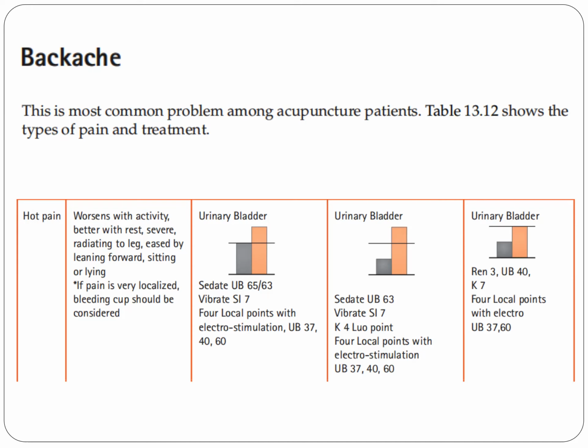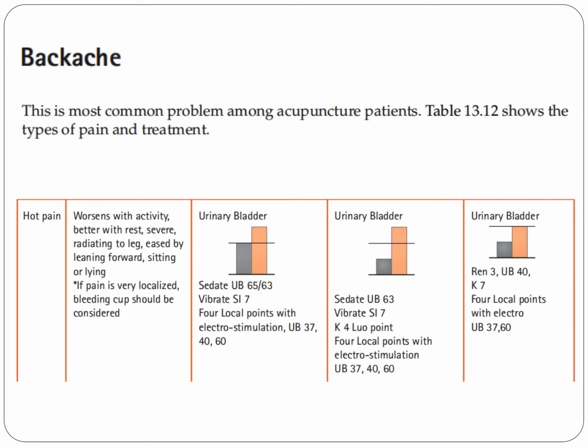So another situation is where you have a subacute situation. Here you can see that the yin is deficient. So you have to sedate bladder 63, vibrate SI7. We use kidney 4, the luo point, four local points with electrostimulation. Then we have bladder 37, 40, and 60.